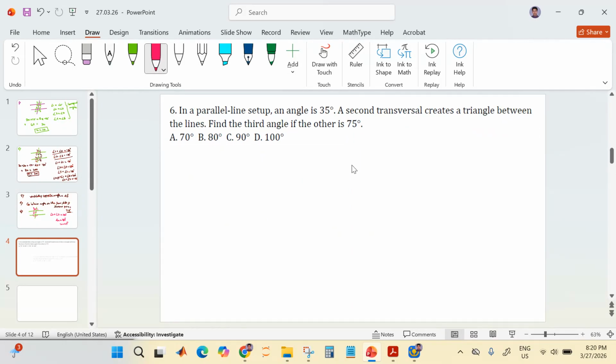So in a parallel line setup, an angle is 35 degree. Okay, parallel line setup. This is a parallel line setup. Okay, an angle is 35 degree. Any angle. Suppose this angle I have drawn, it is 35 degree. A second transversal creates a triangle between the lines. This is a second transversal. It creates a triangle. See this angle A, point A, B, and C. So find the third angle if other is 75 degree.